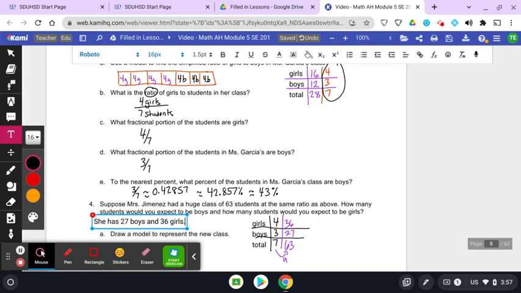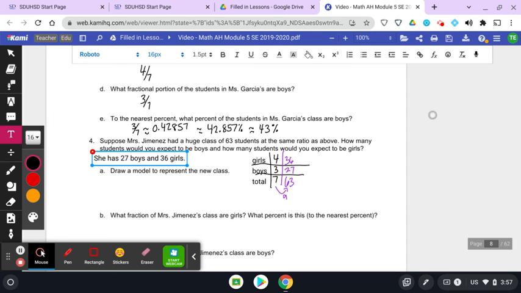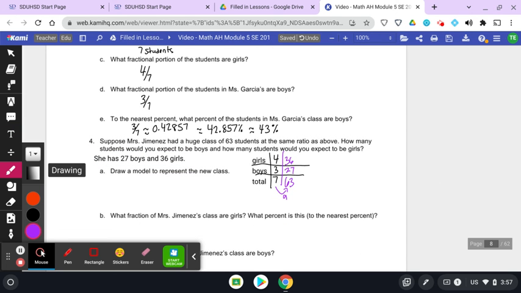Okay, so we know it's proportional. So we know we still have 7 sections. It's just what's in each section is different. Okay, so we still start off with our 7 sections. That's not changing. 1, 2, 3, 4, 5, 6, 7. And we still know that 4 of the sections are going to be girls. Girls, girls, girls, girls. And 3 of the sections are going to be boys.